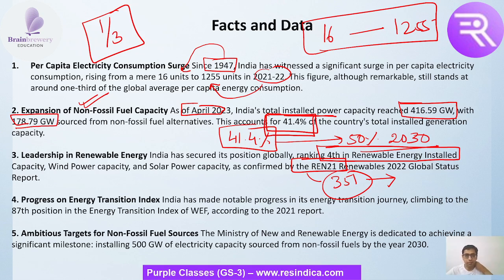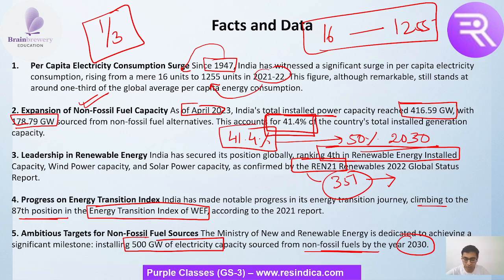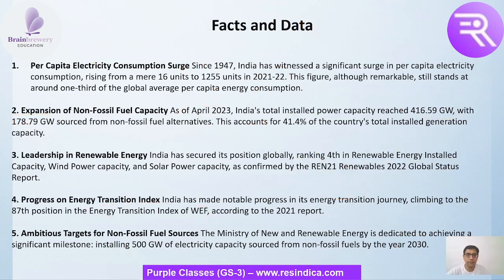Now, progress on the energy transition index. India has made notable progress and has climbed to the 87th position in the energy transition index, as per the World Economic Forum. So you should know the energy transition index is of the World Economic Forum. India is climbing high to show that it is making the transition from fossil fuel to non-fossil fuel. We have taken a target of installing 500 gigawatt of electricity capacity from non-fossil fuel by 2030. That is what we want to achieve in the future.